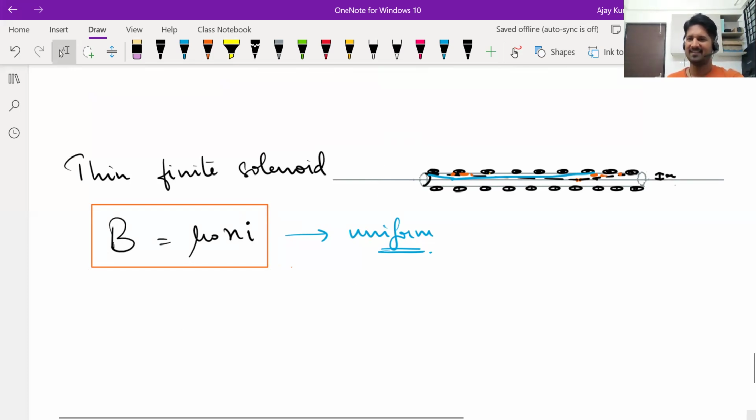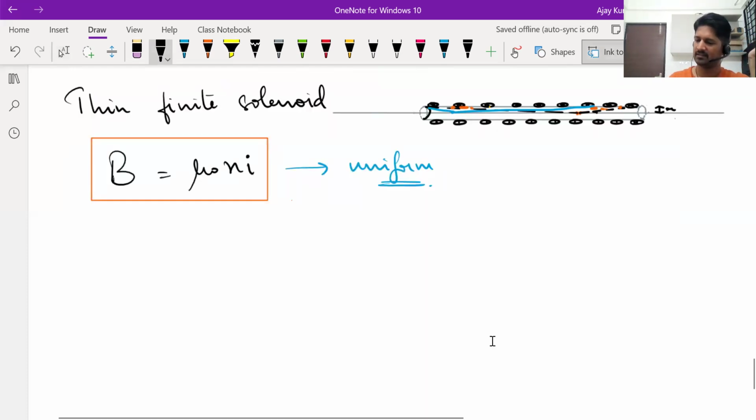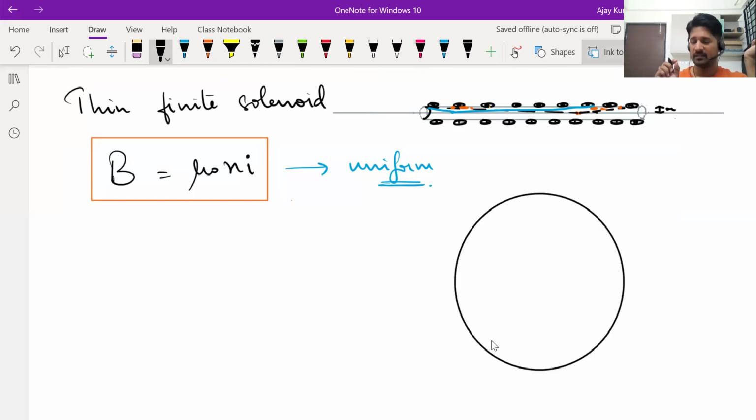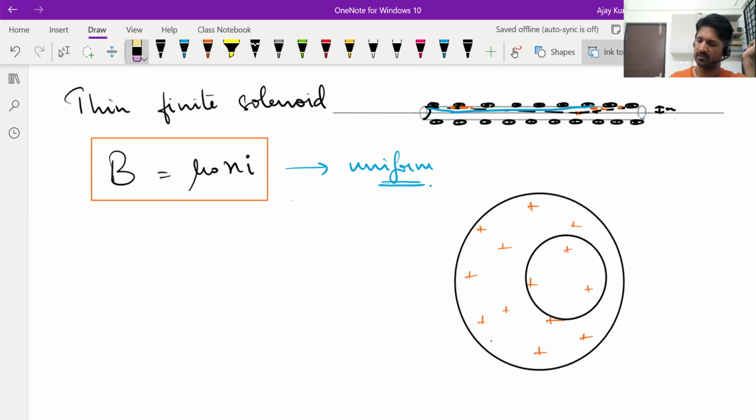Can you tell? Another system which produces a uniform electric field. Okay, I'll quickly revise that. If you take a solid sphere, uniformly charged solid sphere, and you make a spherical cavity inside it. Okay, the system should be a sphere, the cavity should also be spherical. We solve this as a problem. Then the field inside this space will be uniform.